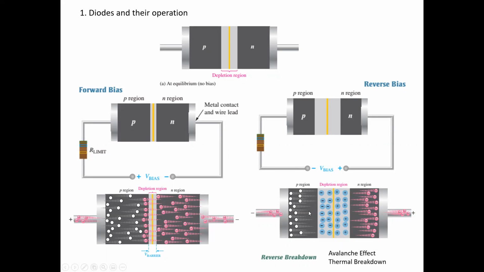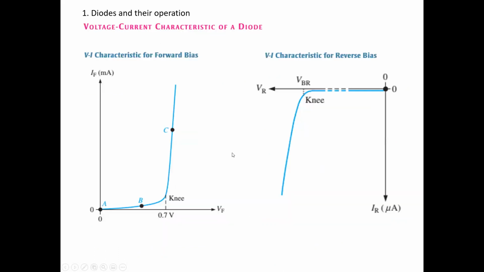thicker. Because electrons are attracted to the anode of the diode, and also holes are attracted to the cathode of the diode, likewise, we have a thicker depletion region. So in this situation, the diode is not conducting. So this is the characteristic curve.